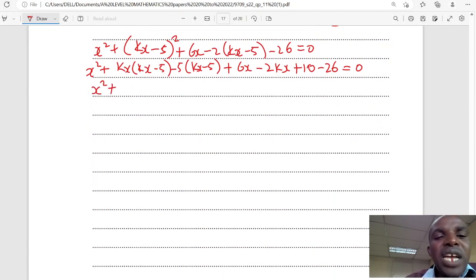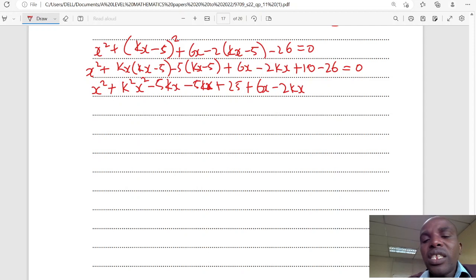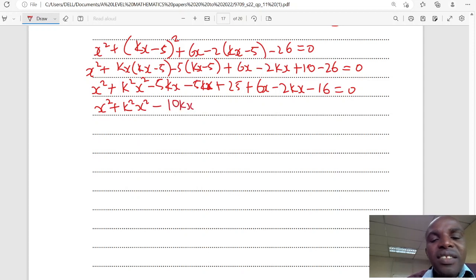Then here it will be x squared plus k squared x squared minus 5kx. This one is 5kx actually. Minus 5kx, then minus 5kx plus 25, then plus 6x minus 2kx, then minus 16 is equal to 0. Simplifying, it's x squared plus k squared x squared, then minus 5kx minus 5kx is minus 10kx. Then minus 2kx is minus 12kx. Then 25 minus 16 is 9, so it is positive 9 in this case, equals 0.